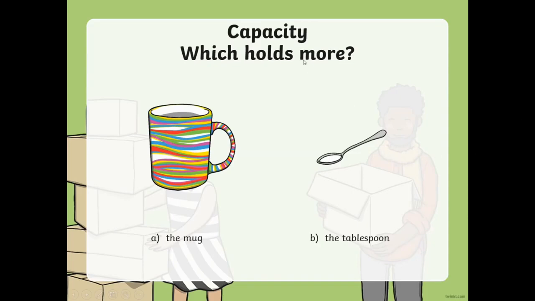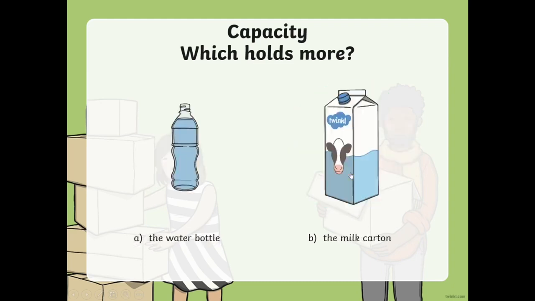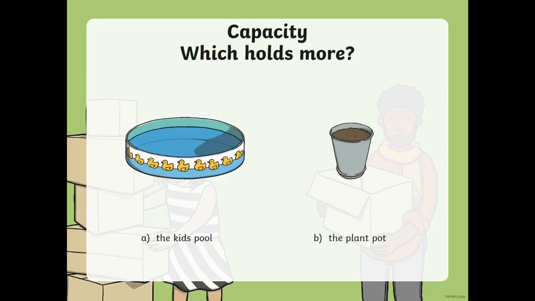Here it says, which holds more, the mug or the tablespoon? The mug is right. Which one holds more here? Is it the bowl or the bucket? Bucket is right. Which one holds more here? Is it the water bottle or the milk carton? The milk carton is right. What about these ones? Is it the kids' pool or the plant pot? Which holds more? The kids' pool is correct.